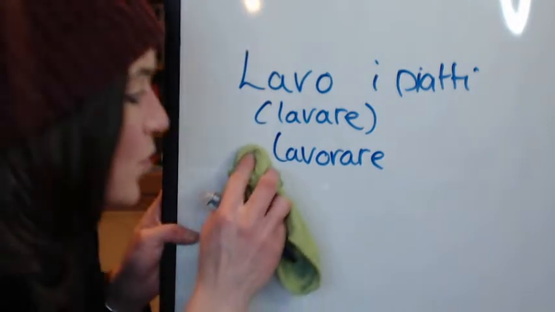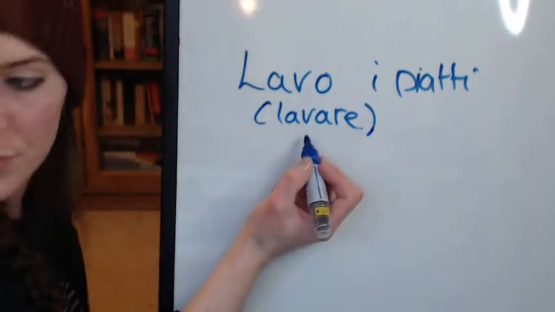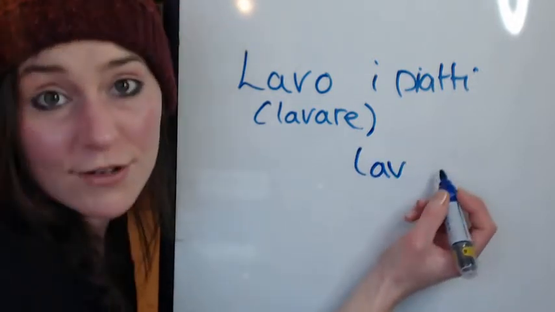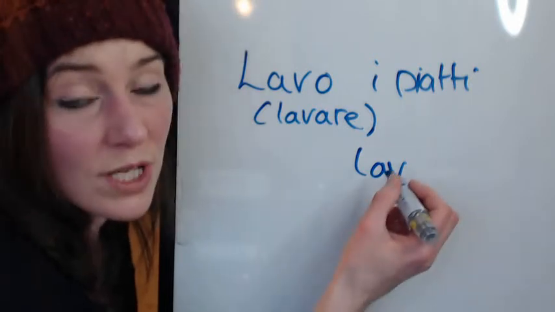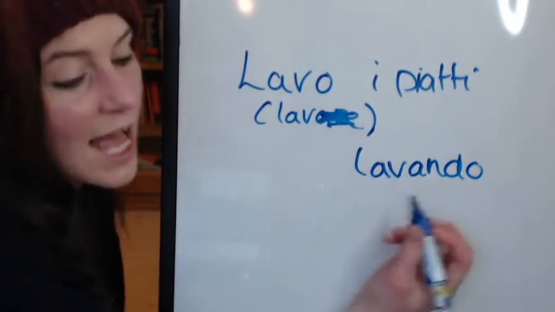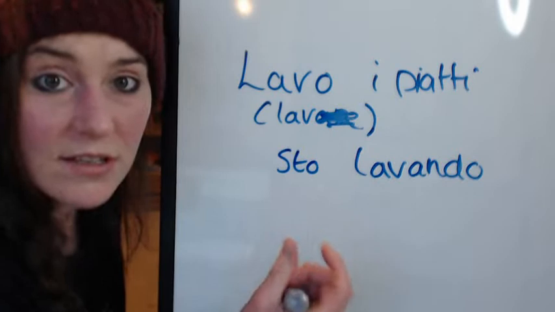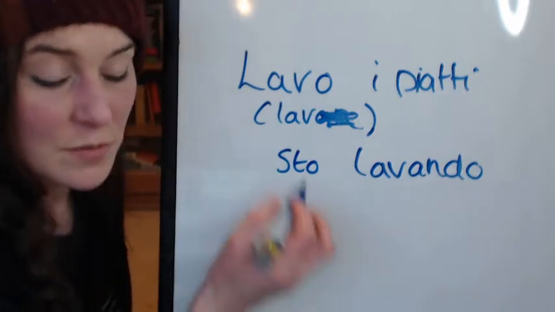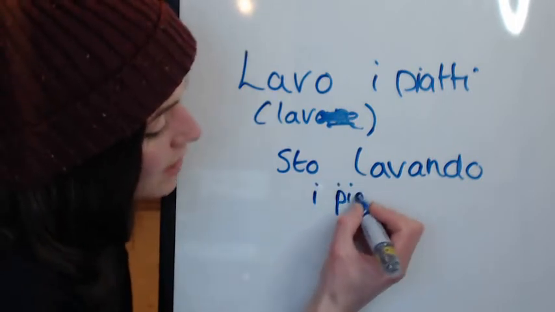So you probably want to say lavo i piatti. If we take that verb, lavare, and we put it in its gerund form, what is its gerund form? Ma che cos'è? Come si mette alla forma gerundio quel verbo? Lavando, sì. So you just take the are verb, take off the ending, add the suffix ando, and then you have the gerund. And then we use the verb stare in the present tense as an auxiliary verb. So sto lavando means I am currently washing something. Okay, so sto lavando i piatti. Scusa, piatti.